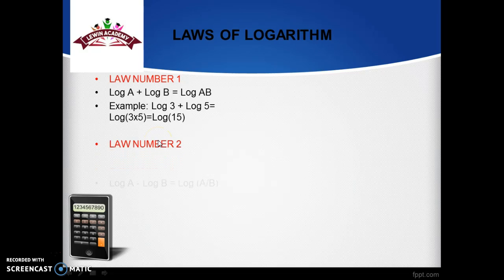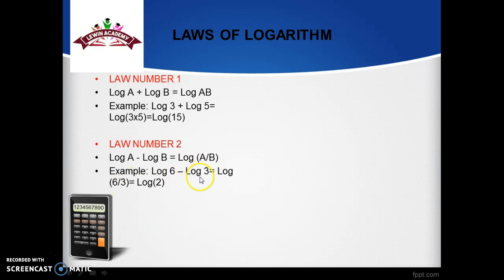Okay, law number 2. Law number 2 states that log a minus log b is equal to log of a divided by b, right? An example of this is log 6 minus log 3, which is equal to log, in brackets, 6 divided by 3, which is equal to log 2, right? Some persons always make a mistake with this because they might see other things and interpret it differently, but it's actually not that.